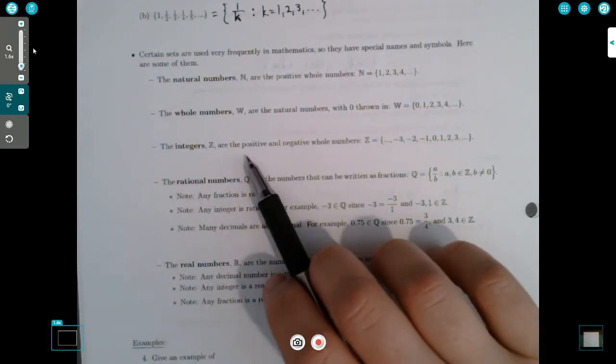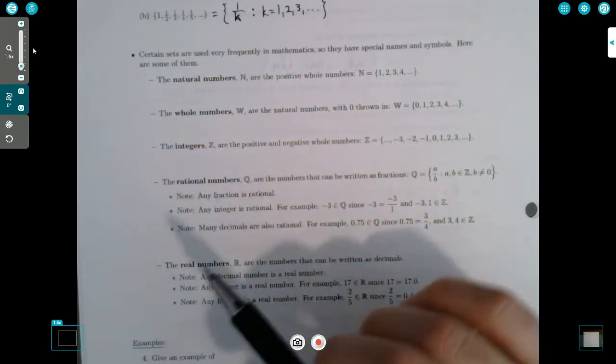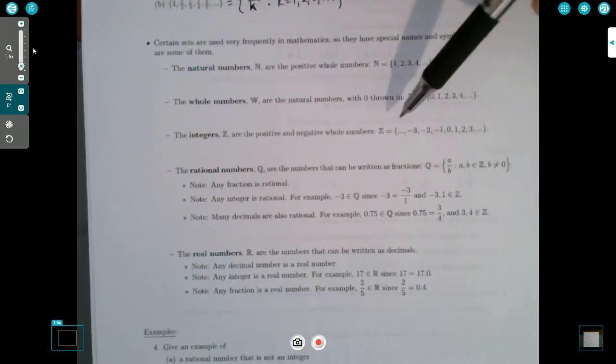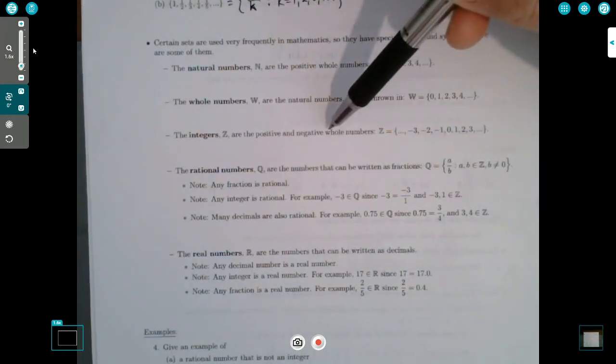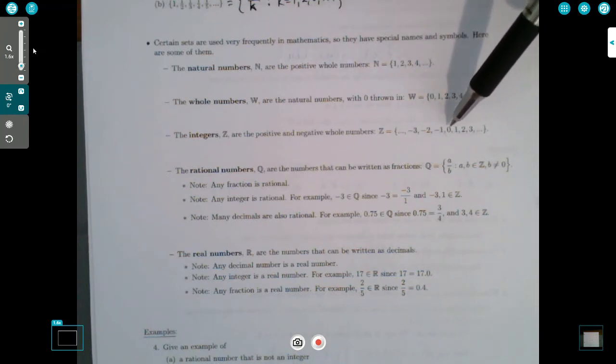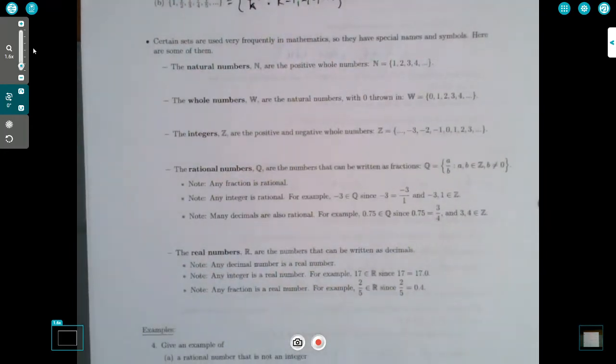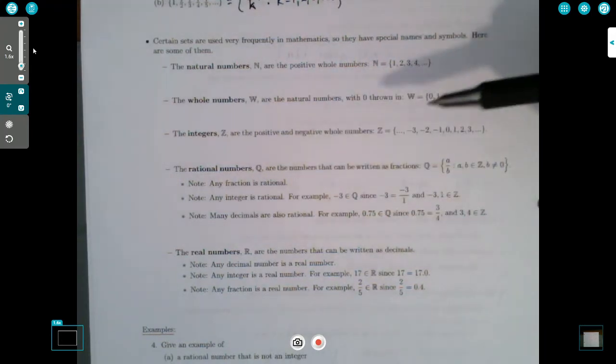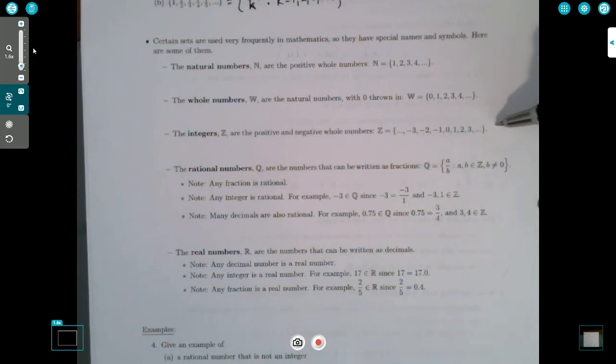But anyway, the integers are the positive and negative whole numbers and 0. So it would be the set of all the negative numbers all the way from negative infinity up until -3, -2, -1, and then 0, 1, 2, 3, and so forth all the way off to positive infinity. So those are the integers. Natural numbers are just the positive whole numbers. The whole numbers are the positive whole numbers plus 0. The integers are the negative whole numbers, the positive whole numbers, and 0.